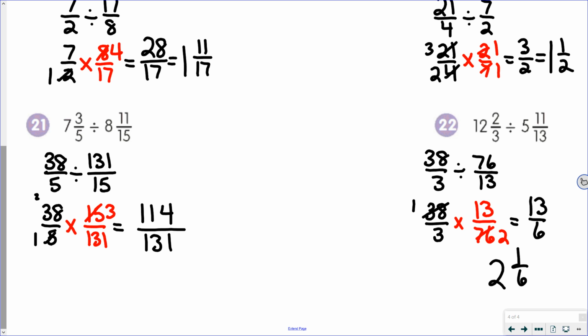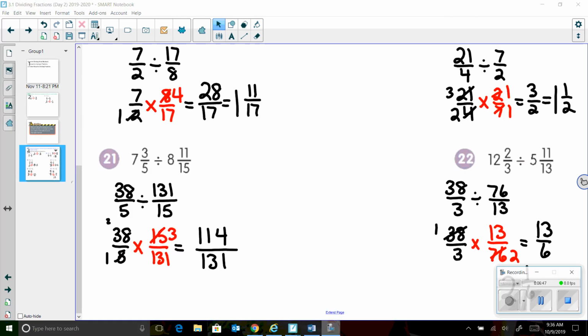And that is today's lesson on dividing mixed numbers. And as always with these videos, I hope this helps.